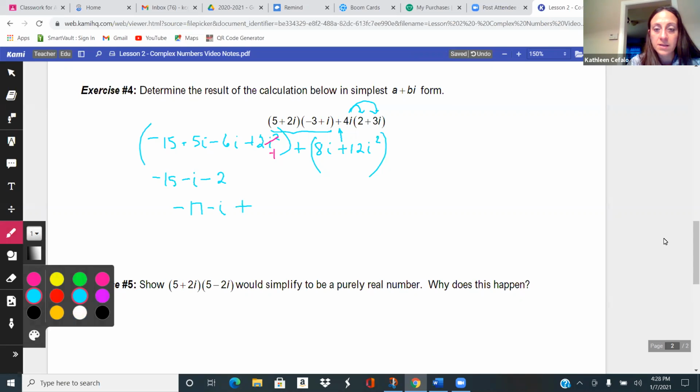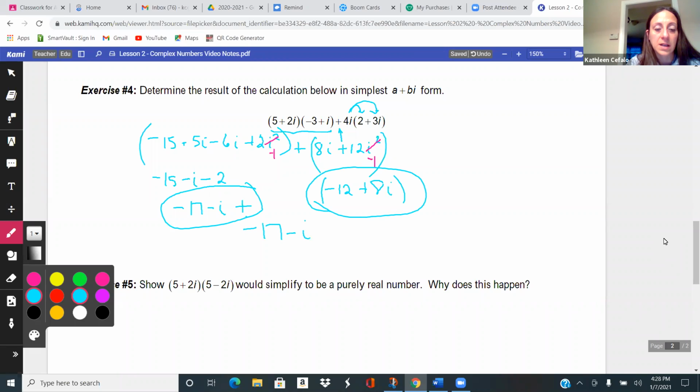To that, we're going to add. Now we're going to combine this, but remember, I can't combine these two, but I do know that the i squared is -1. So if we simplify that, this second term is really going to be -12 plus 8i, keeping it in that a plus bi form. Okay, so now we have to combine this and we have to combine this, because remember, we're adding back here. Again, it's up to you how you want to do it. I'm going to write it one on top of each other. So I have a -17 minus i, plus I have a -12 plus 8i.